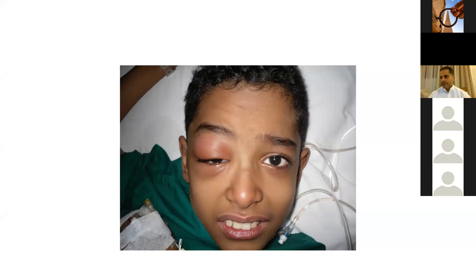Okay, all the previous ones were negative. So no previous surgery, trauma, sinusitis, or other problem before. No decrease of vision, but he cannot open his eye well, and it's really painful.